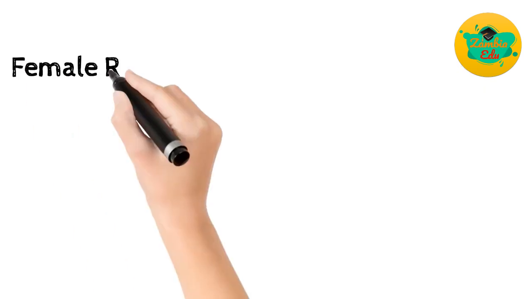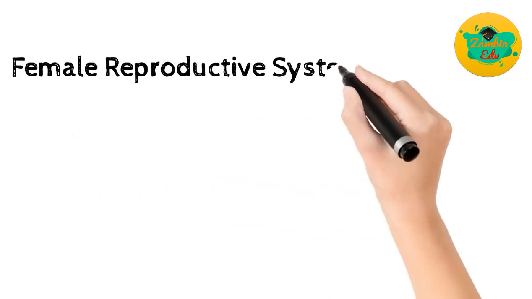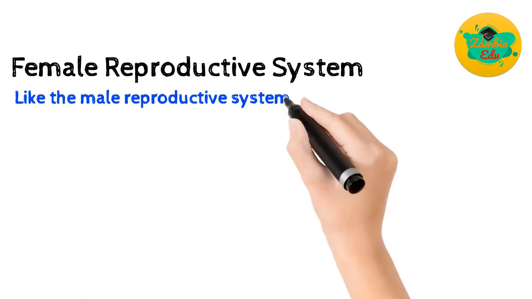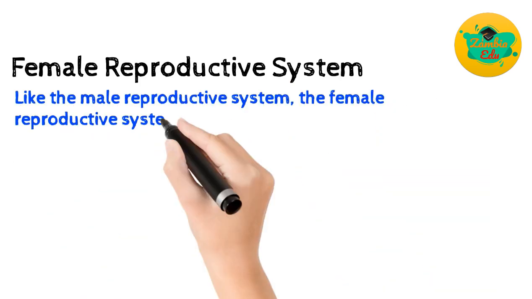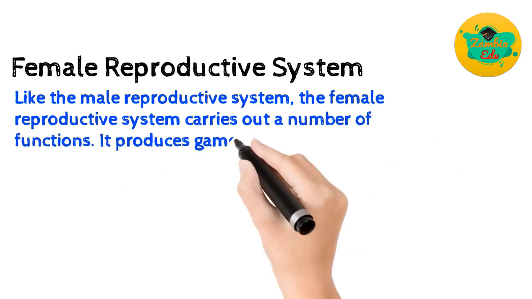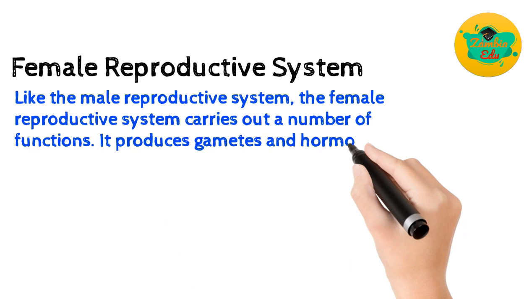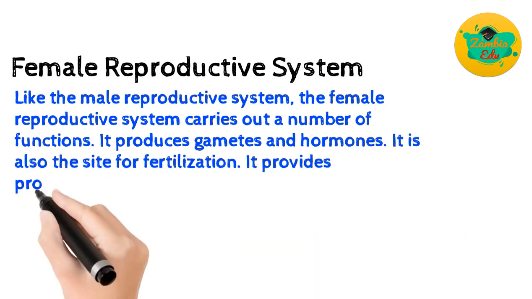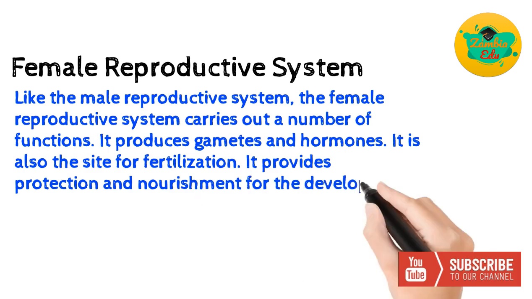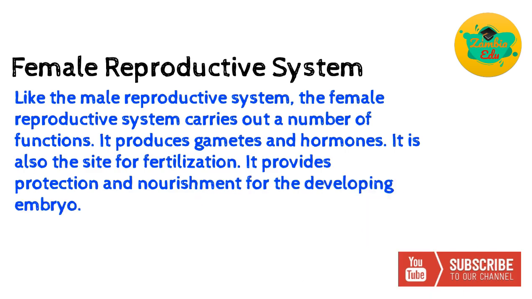The female reproductive system. Like the male reproductive system that we looked at in our previous video, the female reproductive system carries out a number of functions. It produces gametes and hormones. It is also the site for fertilization. It provides protection and nourishment for the developing embryo.